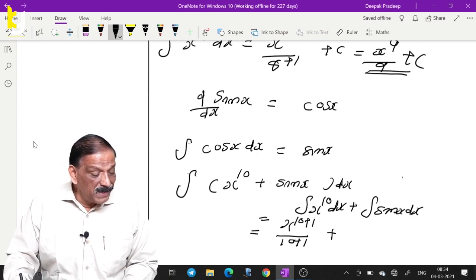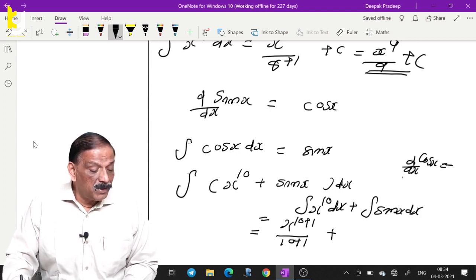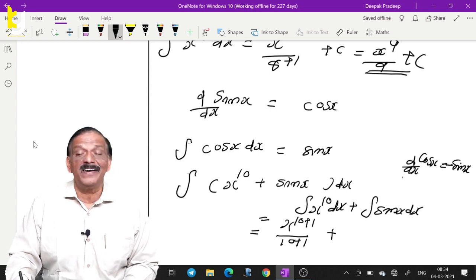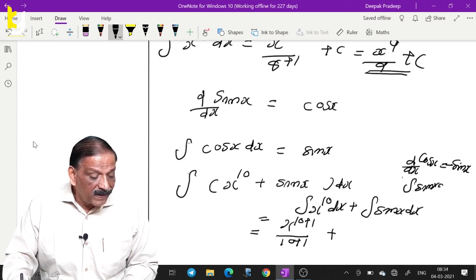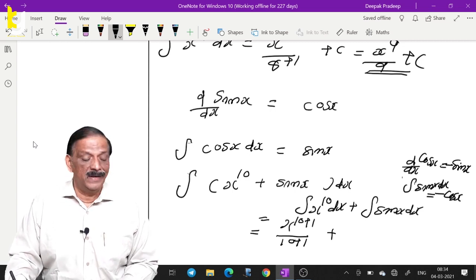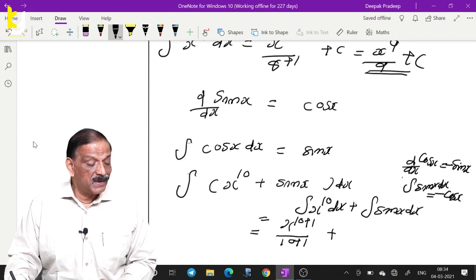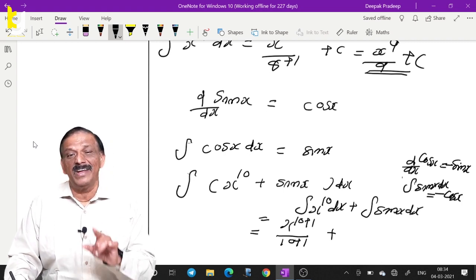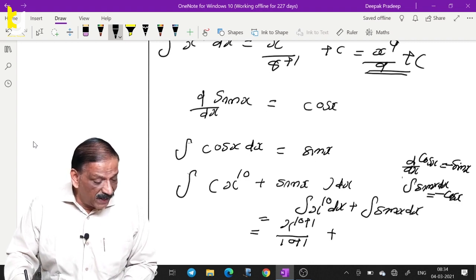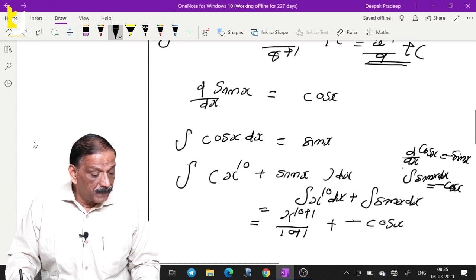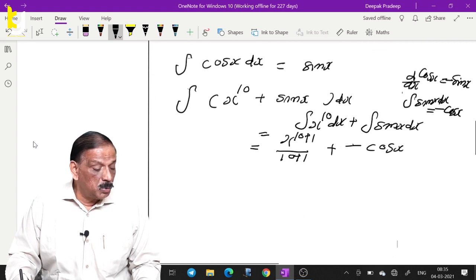We know d by dx of sin x equal to cos x, therefore d by dx of cos x equal to minus sin x. We had already studied. So integral sin x dx equal to minus cos x, because d by dx of cos x equal to minus sin x. So this is equal to integral sin x dx, that is equal to minus cos x.